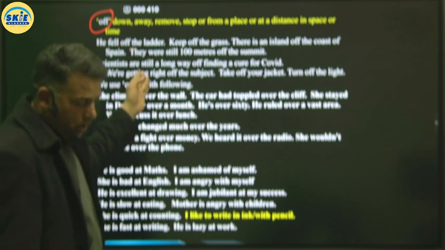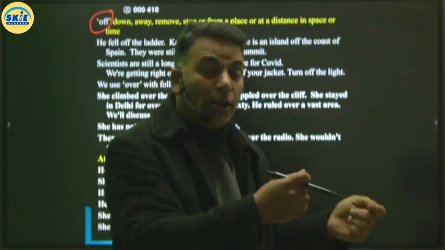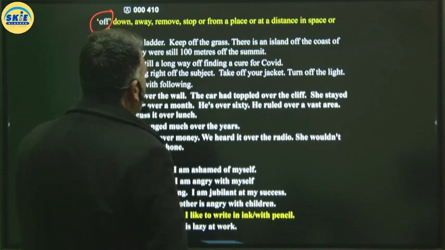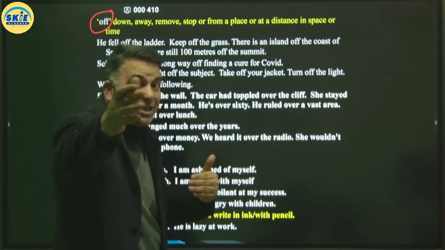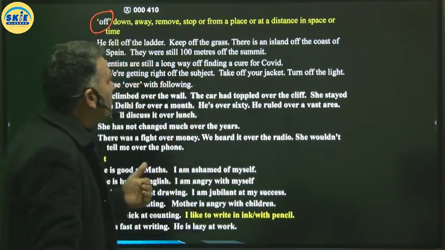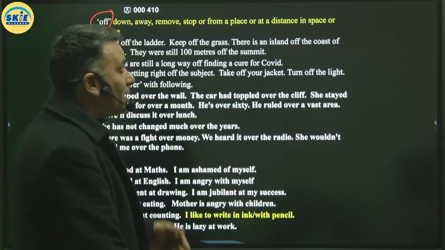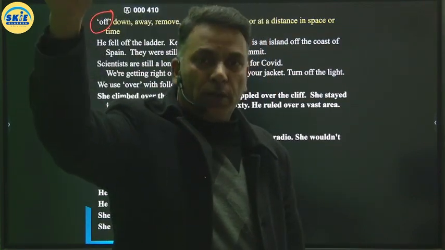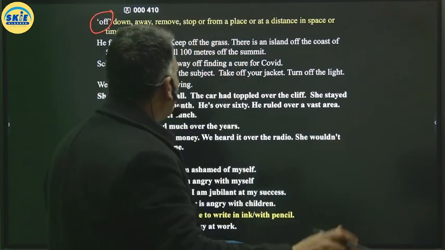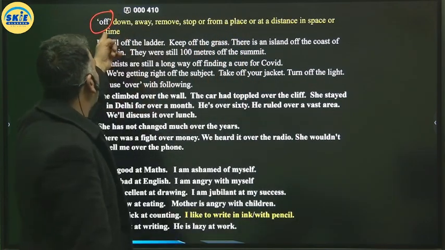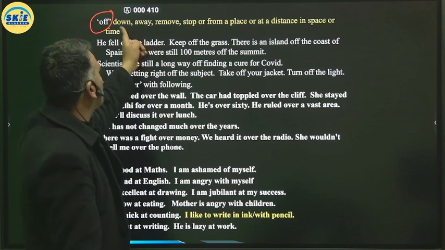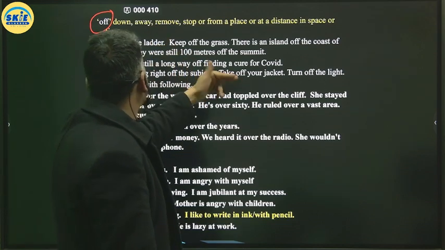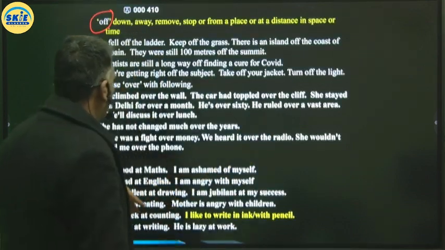Remove. I took it off. He took the coat off, right? So it's remove. Keep off the grass means keep away from the grass, right? There is an island off the coast of Spain means down the coast, right? Okay, so with this "off" you have to be a little careful because it means so many things: down, away, remove, stop, or from a place or at a distance, or you switch off, turn off, etc. There are so many things.